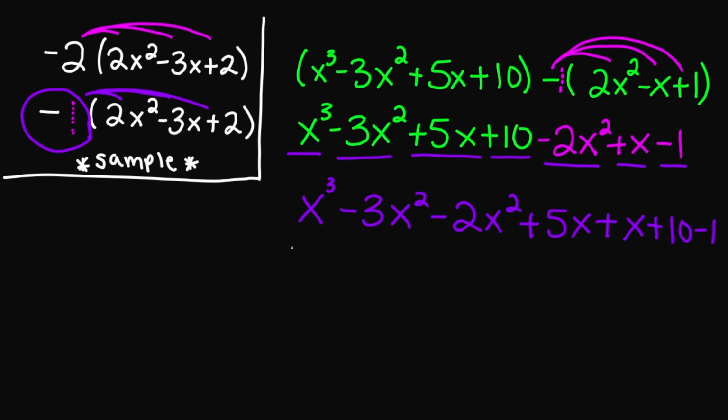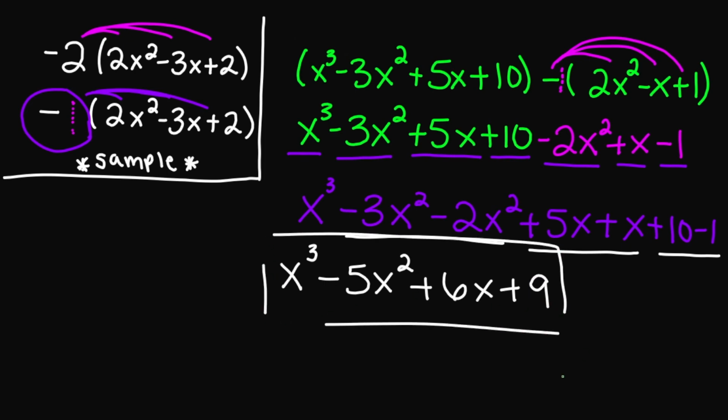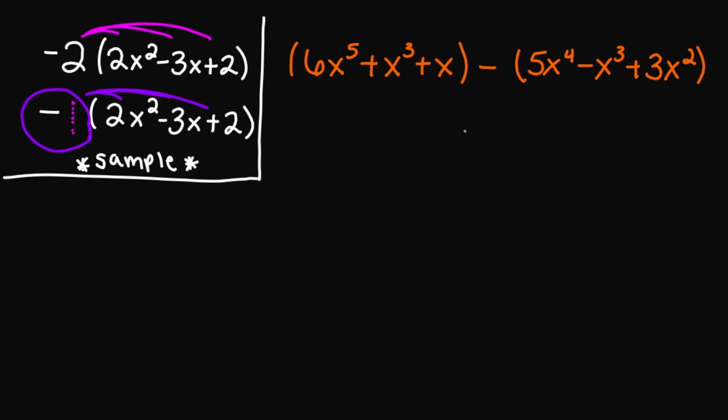So let's solve. We have x cubed, negative 3x squared minus 2x squared. This is going to give us negative 5x squared. 5x plus x, this is going to give us a positive 6x. And then we have 10 minus 1. This is going to give us a positive 9. Since I cannot simplify any further, this is my final answer. All right, so let's try one more example.